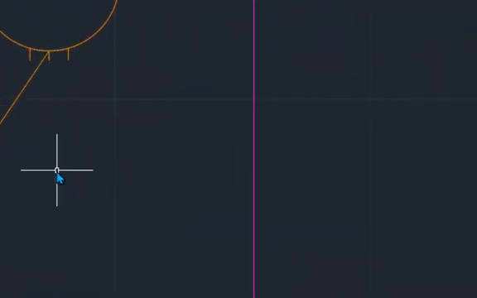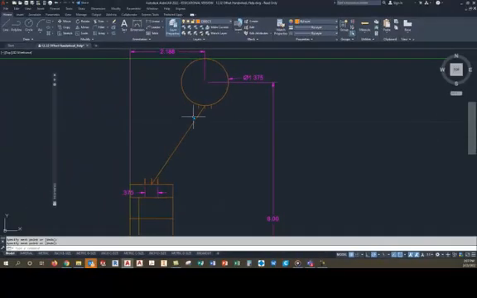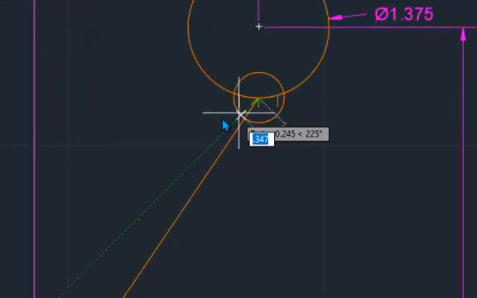And this is basic geometric construction, finding tangent points. What I want to do is I know that it touches here and it touches here. And in this case, it's going to touch in the middle of my line, or the midpoint. So what I can do is draw a circle with a radius of 1 3/16, I believe.